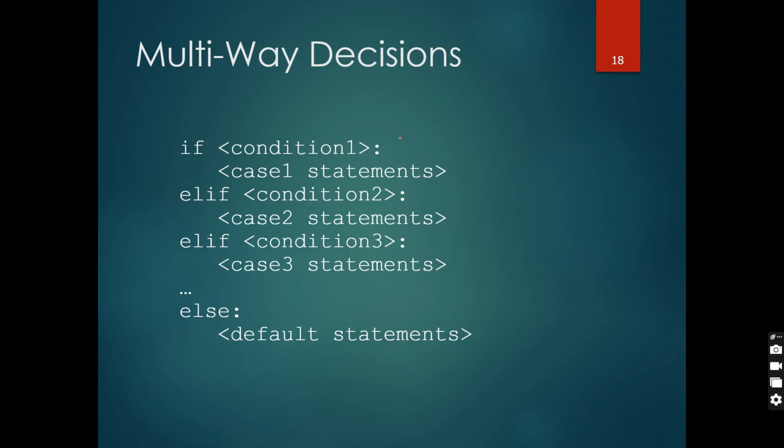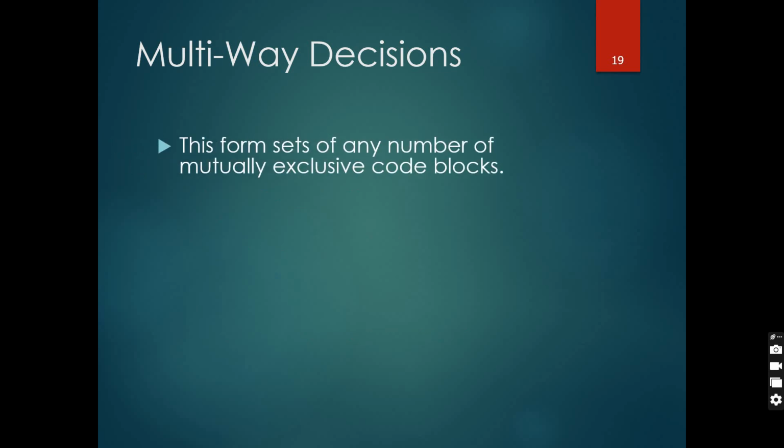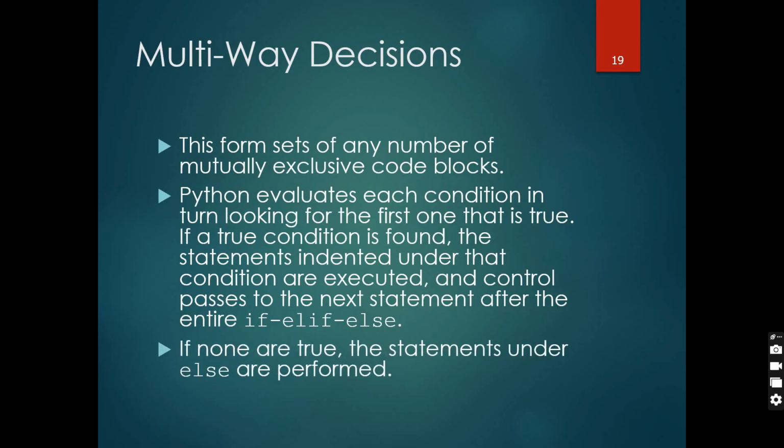So these are the two-way decisions. Like if the condition is true, you want to execute some statements. If the condition is false, you want to execute some other statements. Okay. This forms any number of mutually exclusive code blocks. So Python validates each condition in turn, looking for the first one that is true. When a true condition is found, the statements indented under that condition are executed, and control passes to the next statement after the if elif else. If none are true, the statements under the else are performed.